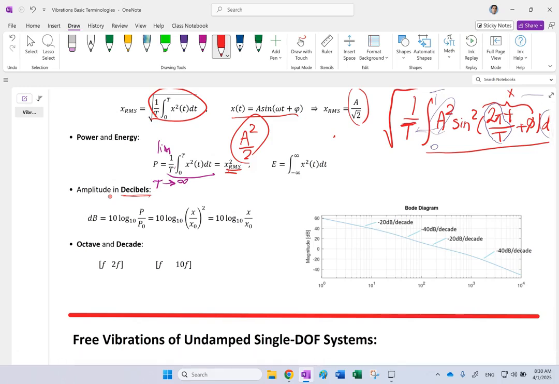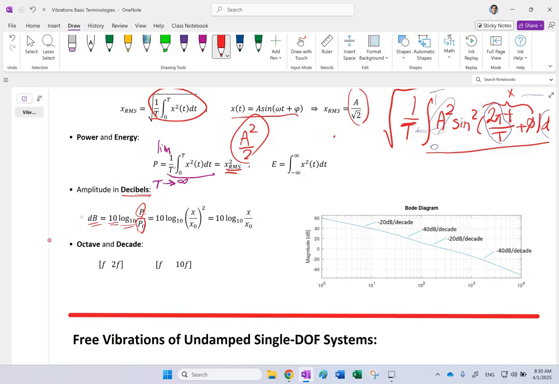The way that you do it is you divide the power of the signal at the current amplitude by the power of the signal at a default amplitude, take a log 10 of that and multiply it by 10. That is how you define decibels. Okay, and what does it do?